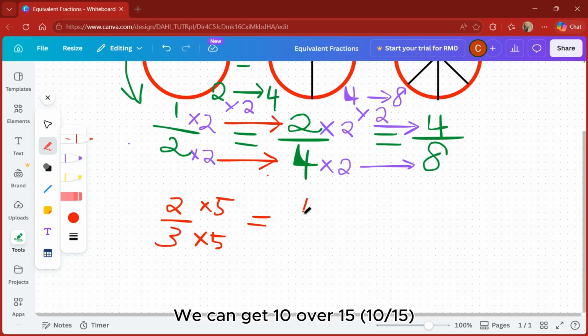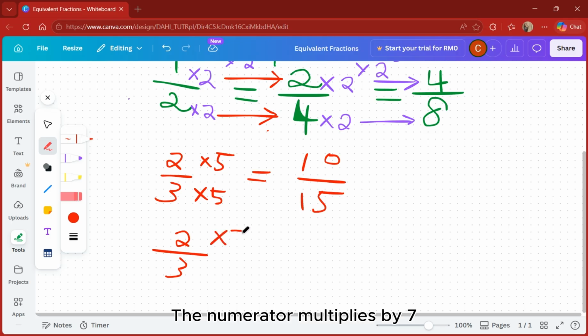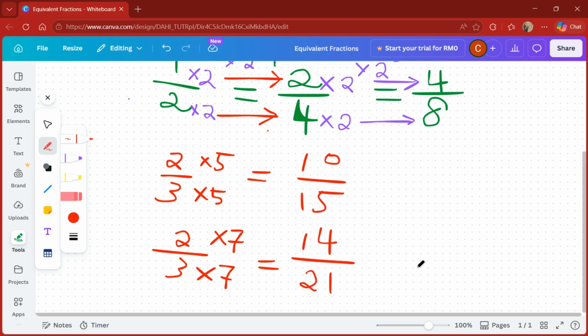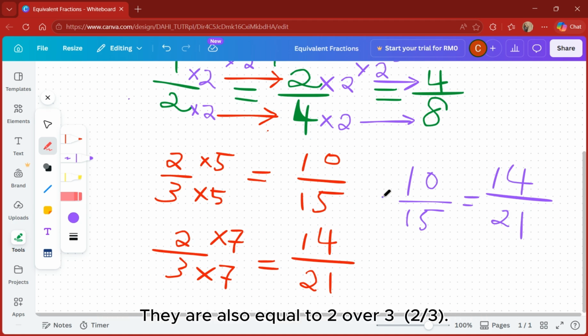We can get 10 over 15. Okay? And then let's say 2 over 3 multiplied by 7, then we can get 14 over 21. Let's say 10 over 15 equals 14 over 21. And they are also equal to 2 over 3.